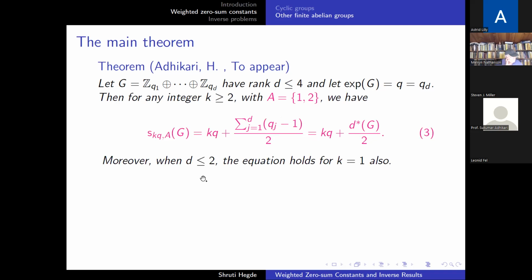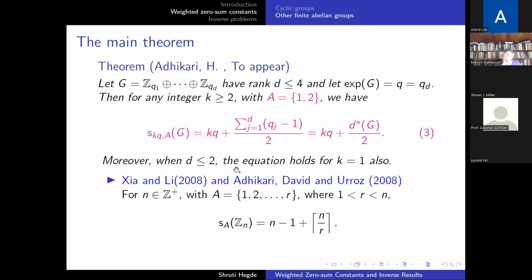Moreover, when the rank is at most 2, that is D is less than or equal to 2, this equation will hold for the integer k equal to 1 also. This theorem by Shia and Lee, independently proved by Adhikari, David and Urroz, also says that if the weight set A is the set {1, 2, up to R}, then s_A(Z_n) is equal to n minus 1 plus ceiling of n by R. In this theorem, if we take n as the power of a prime p, that is Q, and R as 2, then s_A(Z_Q) will be Q plus (Q minus 1) by 2, which is this equation 3 for k equal to 1.